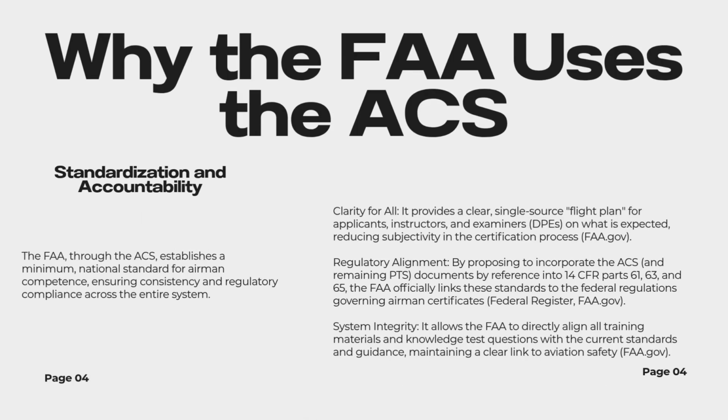Why the FAA uses the ACS. The FAA uses the ACS primarily to achieve two critical goals: enhanced safety and national standardization. First, by explicitly integrating risk management into every single task, the FAA shifts the focus towards preventing accidents. The FAA is always on accidents. If there's a crash, they're the first to know about it. They don't want any crashes happening in the sky whatsoever.